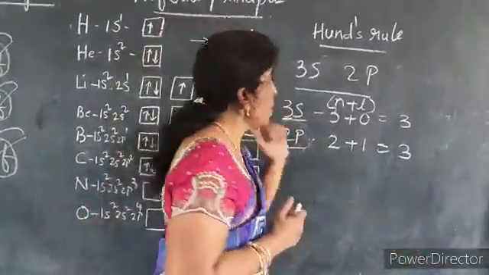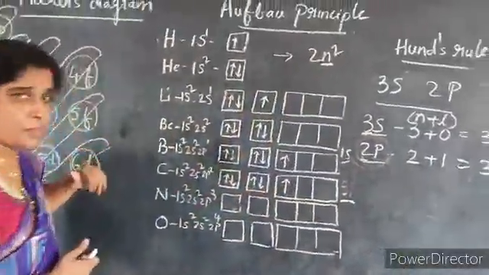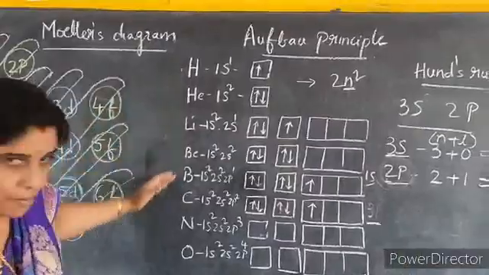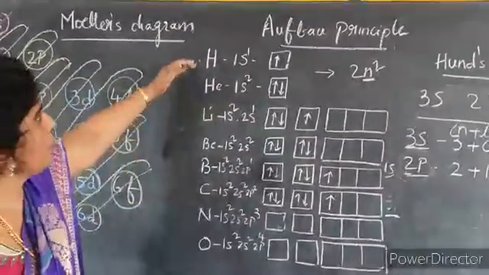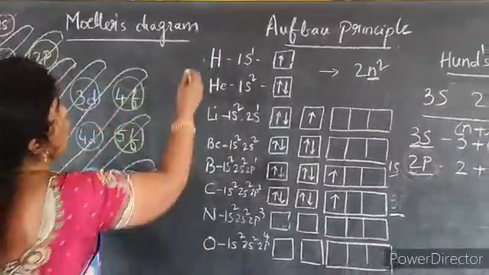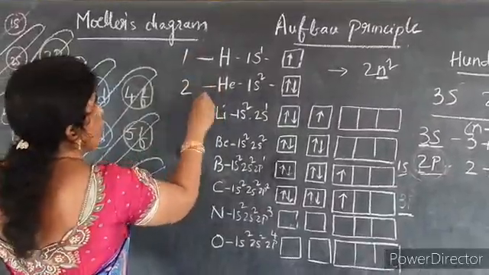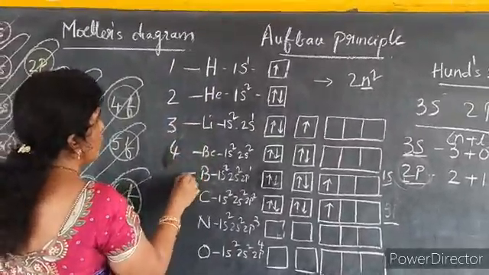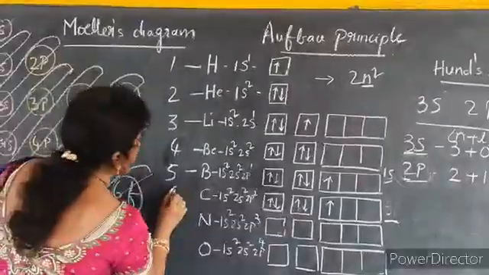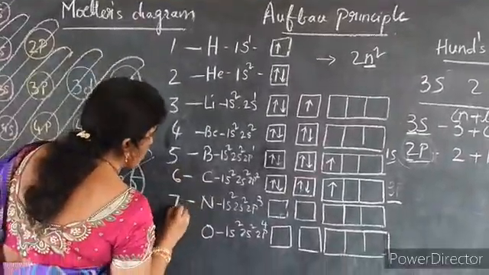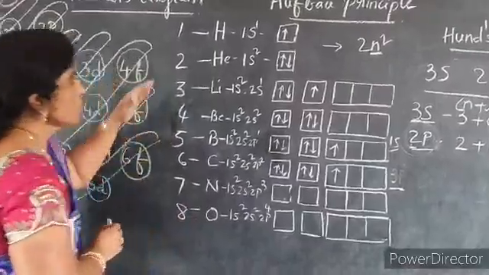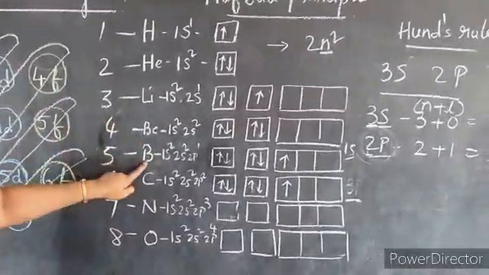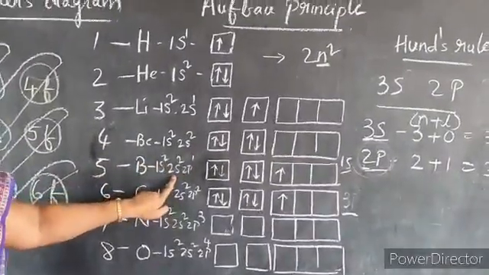Now this is how we can write the configuration. For example, let us take some elements. Hydrogen has atomic number 1, helium 2, lithium 3, beryllium 4, boron 5, carbon 6, nitrogen 7 and oxygen 8. So these are the atomic numbers. If you know the atomic number of any element, you can write the configuration.